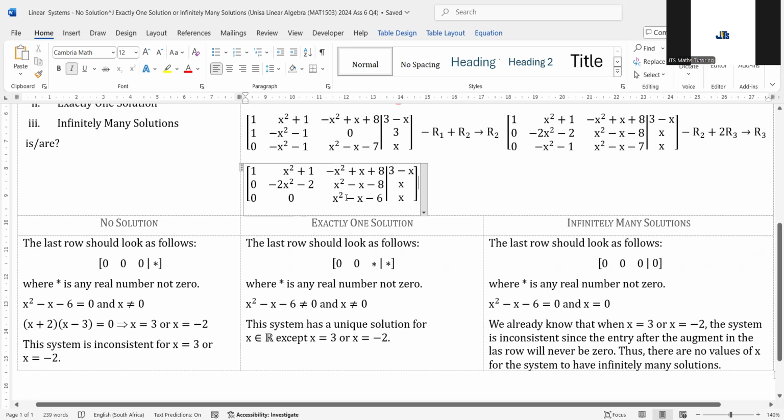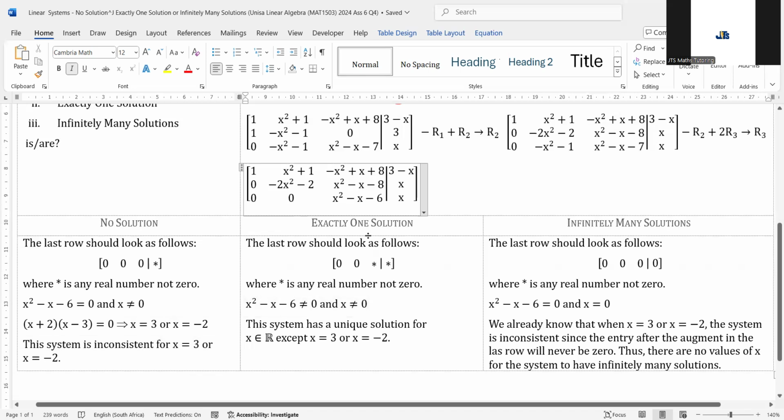Assuming that x is equal to minus 2, this is going to have a 0 right here. I'm going to have a minus 2 right here. So 0 is equal to minus 2 is a contradictory statement. So what this means is that for this system to have no solution, or for it to be inconsistent, x is equal to 3 or x is equal to minus 2.